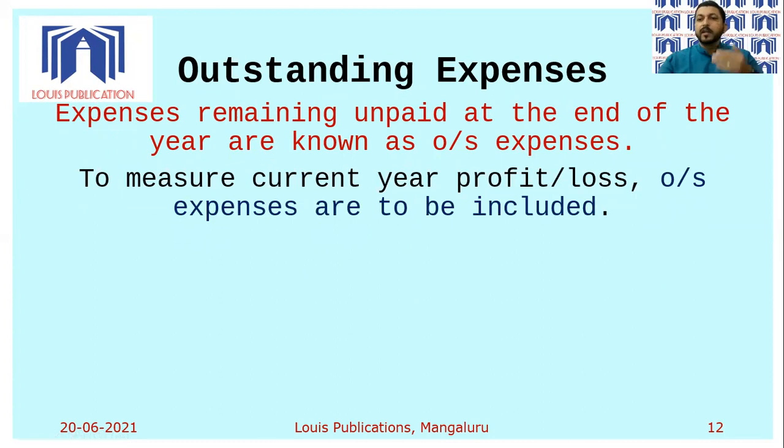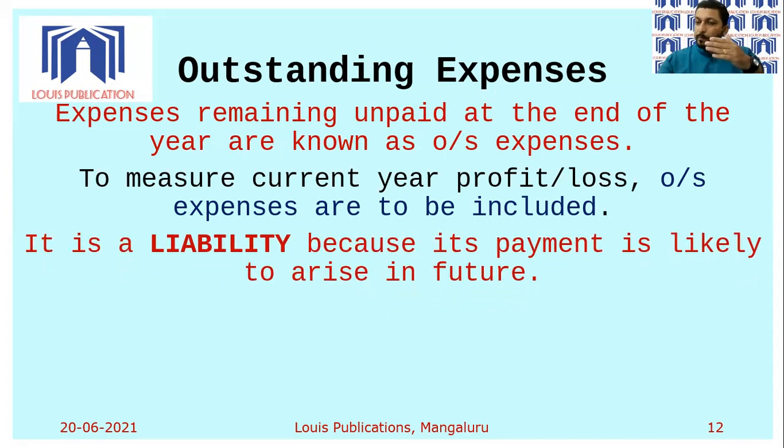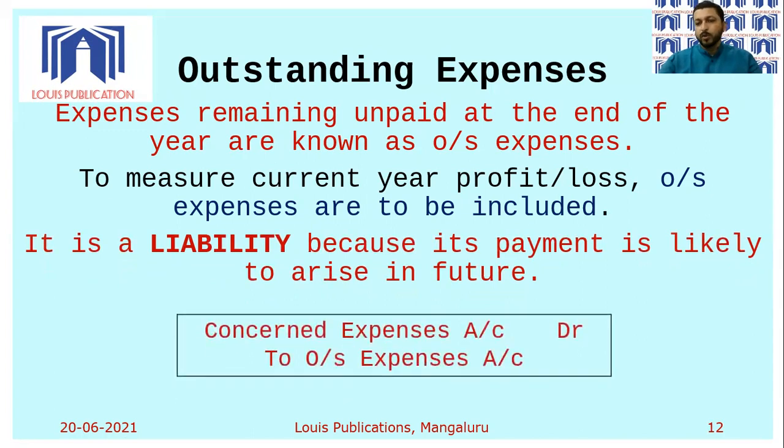Now, if you have to find the current year profit or loss, it is very, very important that these outstanding expenses are included in our profit and loss account, because this relates to the current year. Though we have not paid, it relates to the current year. So it must be shown in our current year profit and loss account. Now, as I mentioned earlier, the business is supposed to pay. The business has not paid, meaning it is payable. Since it is payable by the business to an outsider, it is a liability because its payment is likely to arise in future. So outstanding expenses is a liability.